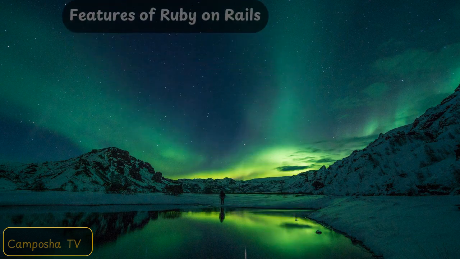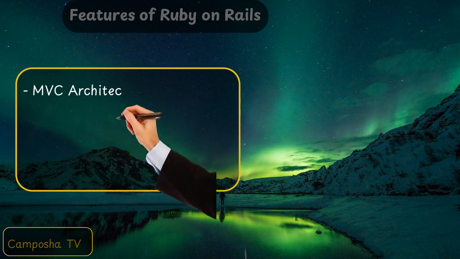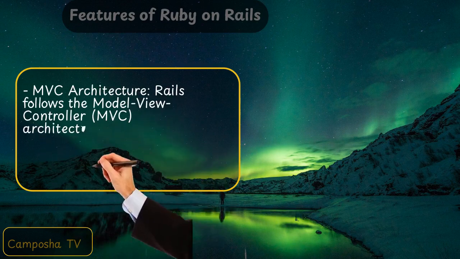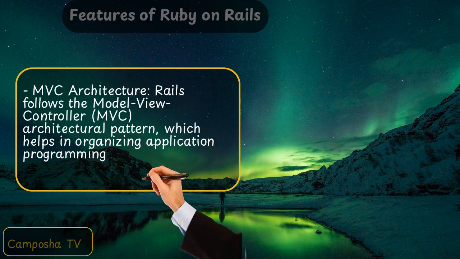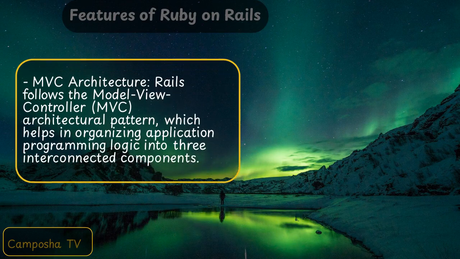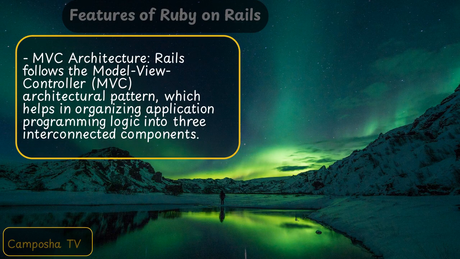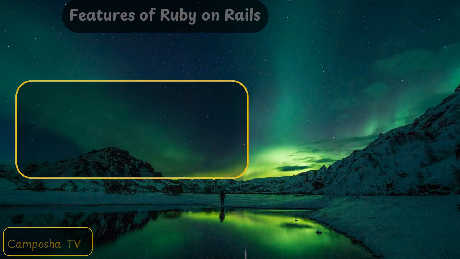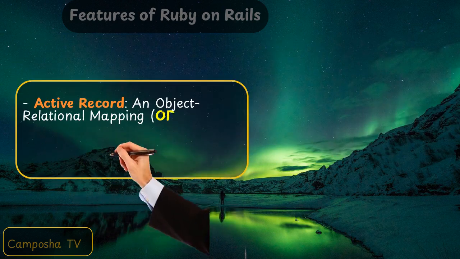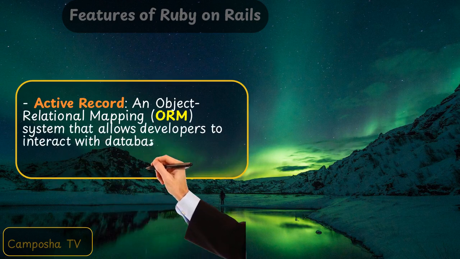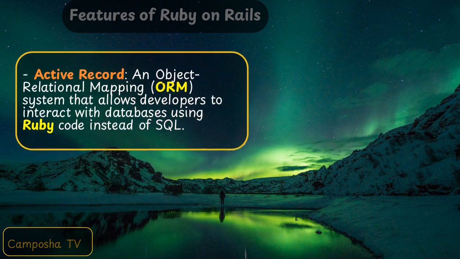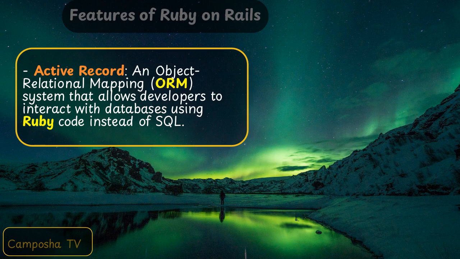Features of Ruby on Rails. MVC architecture. Rails follows the Model View Controller, MVC, architectural pattern, which helps in organizing application programming logic into three interconnected components. Active Record. An object relational mapping, ORM, system that allows developers to interact with databases using Ruby code instead of SQL.